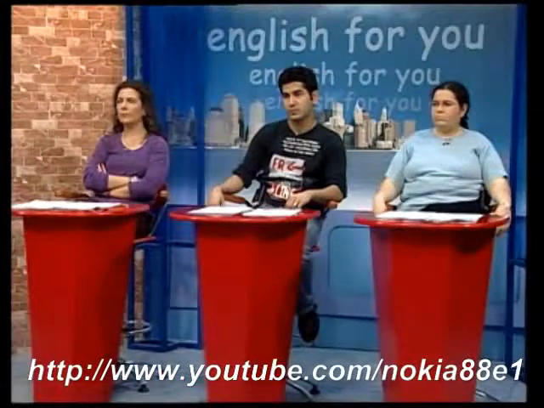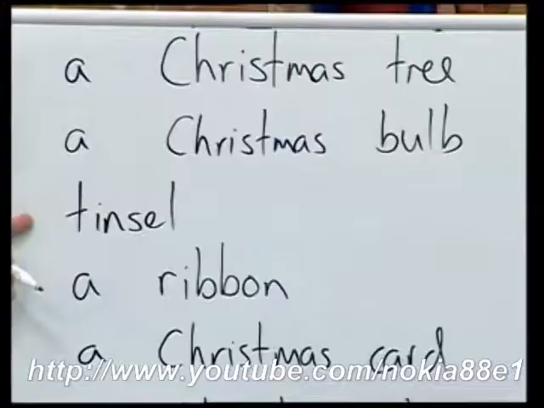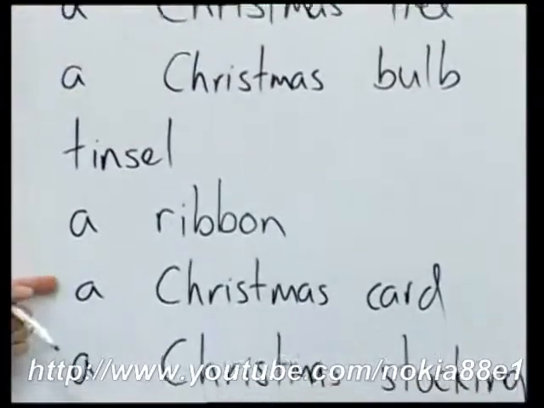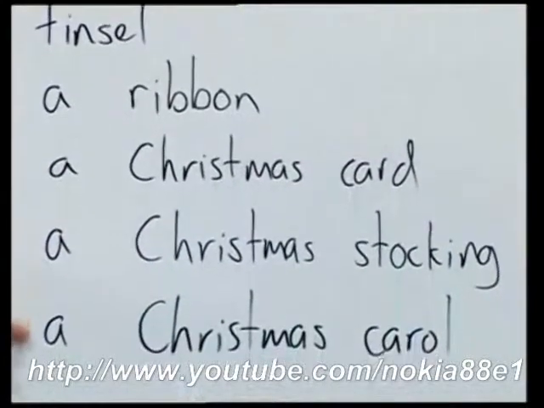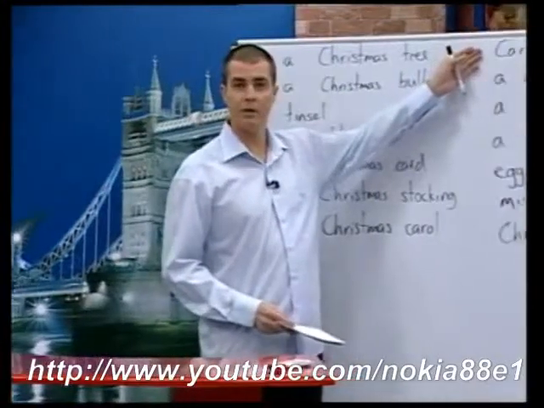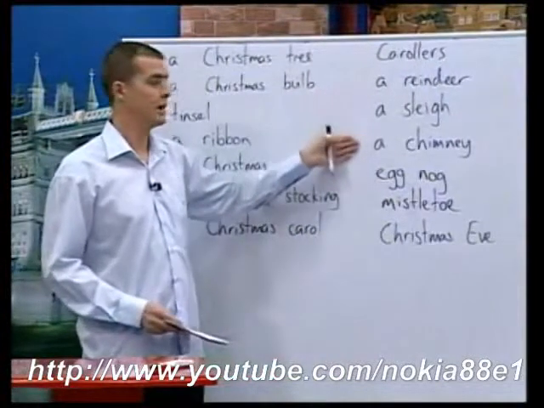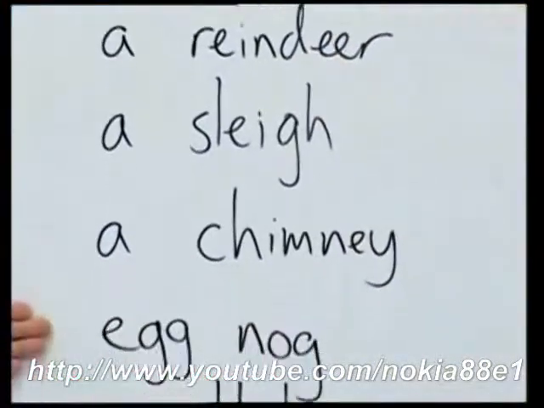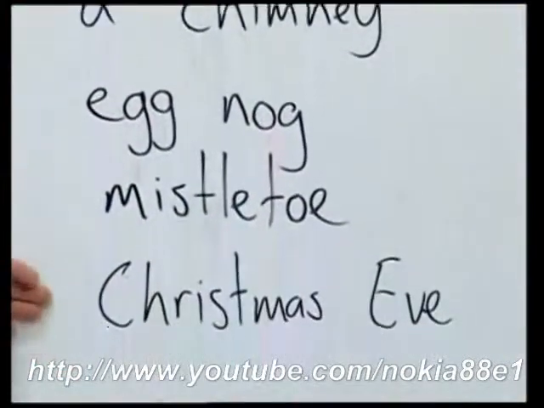Let's go over these again. We have a Christmas tree, a Christmas bulb, tinsel, a ribbon, a Christmas card, a Christmas stocking, a Christmas carol, carolers, a reindeer and a sleigh, a chimney, eggnog, mistletoe, and Christmas Eve.